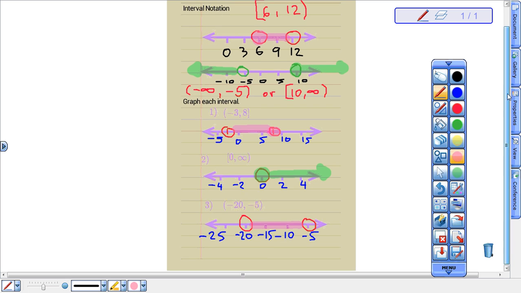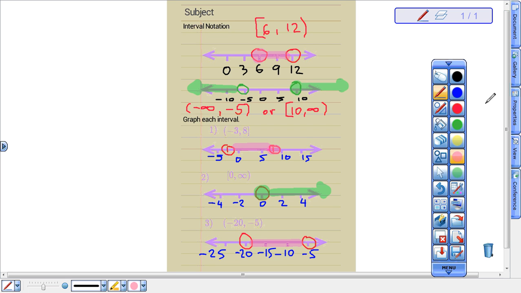This is how you write interval notation from a graph, or how you actually graph an interval notation on a number line.